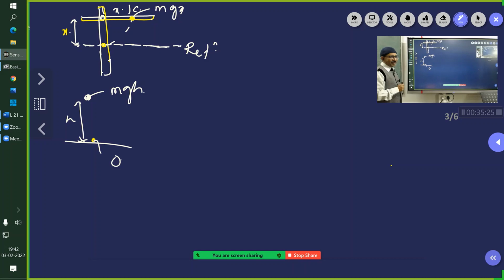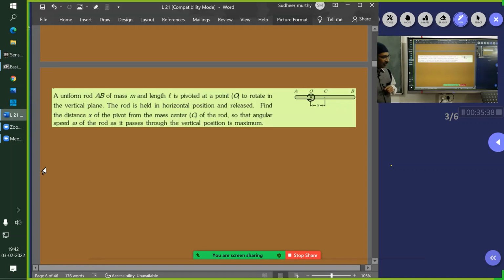Sir, L by root 12. L by root 12. I think you are right. Yes, L by root 12. Simple, all simple. Correct.